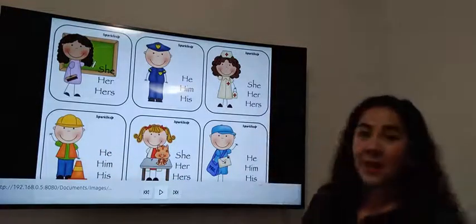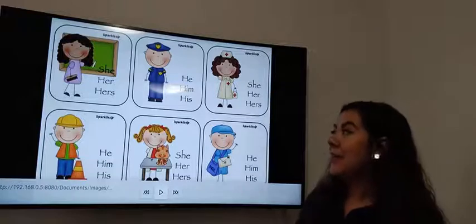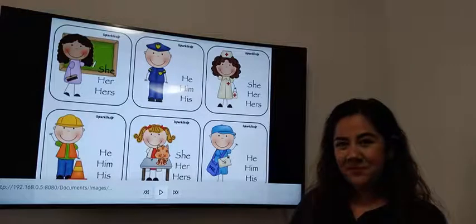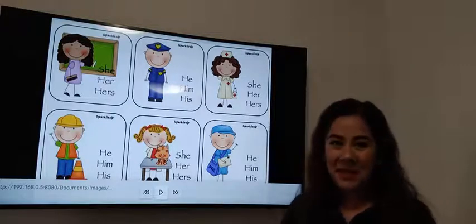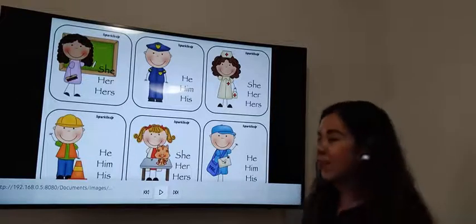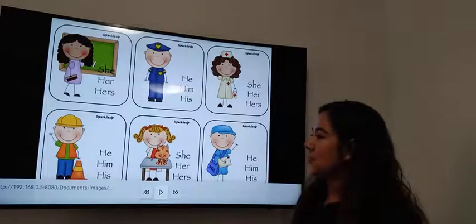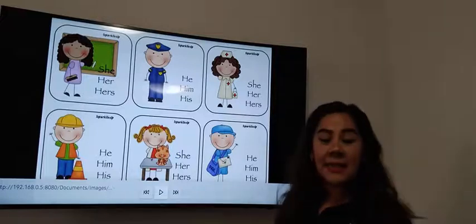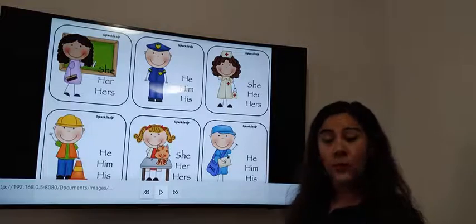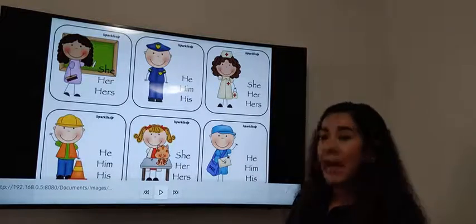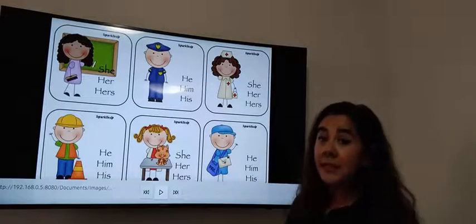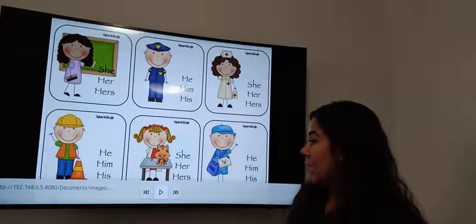Number 4, it's a man, so we use he. He is, what kind of community worker is that? It's a construction man, okay? So you can say he is a construction worker, or a builder, you can call him both ways. And we can say he is a builder. It's a little bit shorter. Then we have a girl, we use she. She is a vet, okay? And the last one, it's a boy, so we use he. He is a mail carrier.